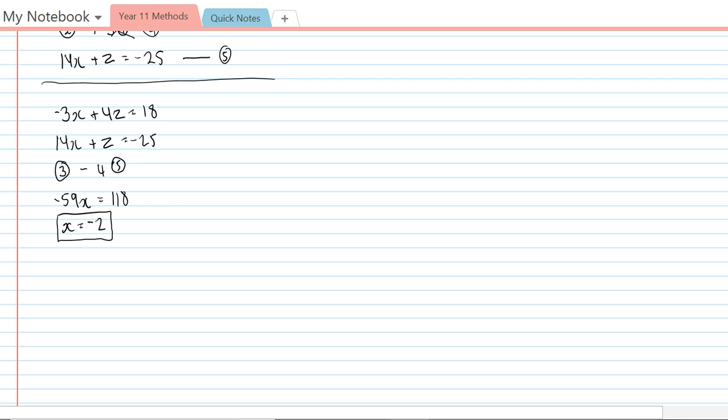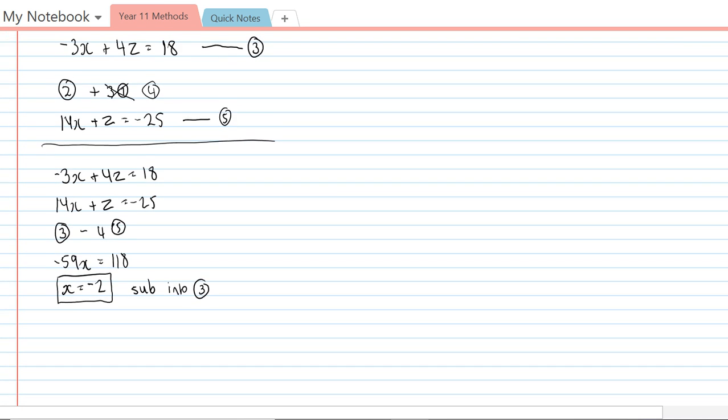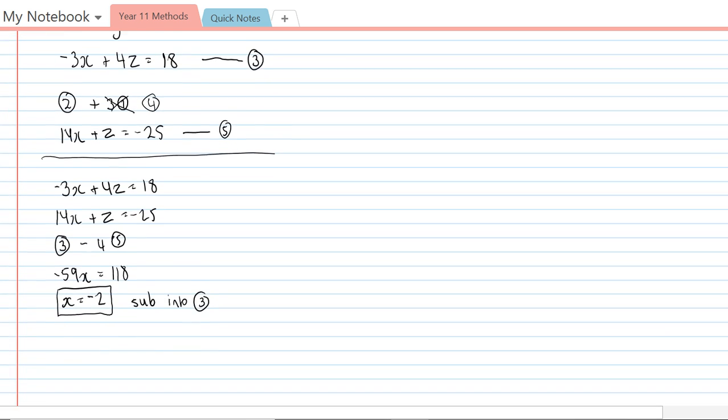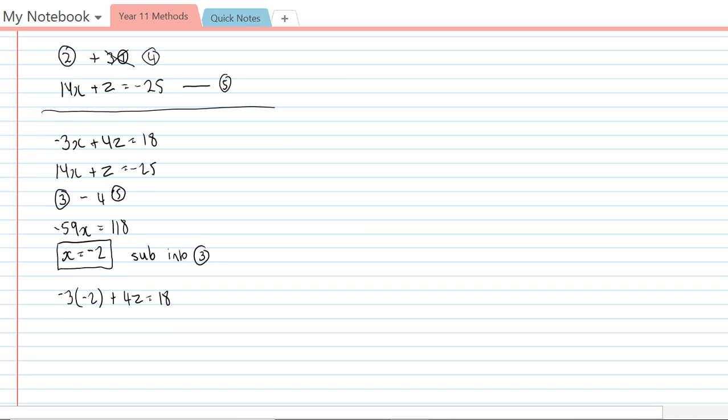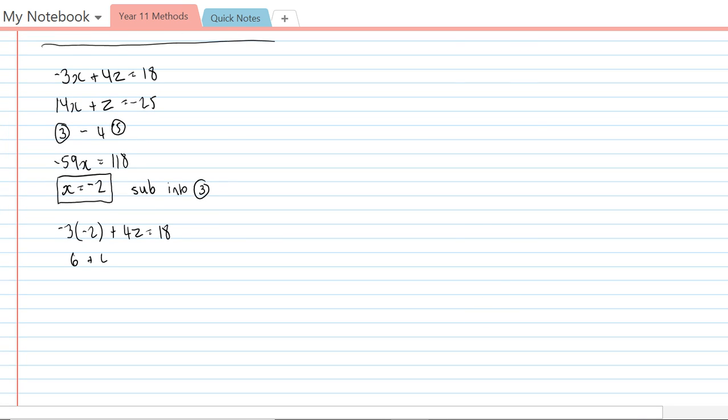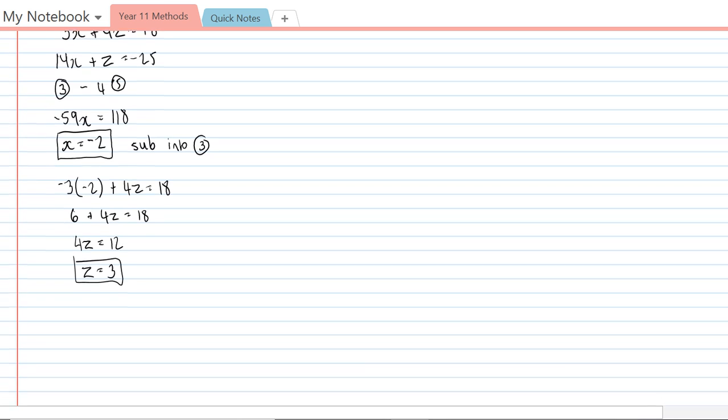The next thing is to substitute that into one of the equations. I'm going to sub it into equation 3. So negative 3 by negative 2 plus 4z equals 18. That means 6 plus 4z equals 18. Subtract 6 from both sides to get 4z equals 12. Divide by 4 to get z equals 3. And now I've got x and z.